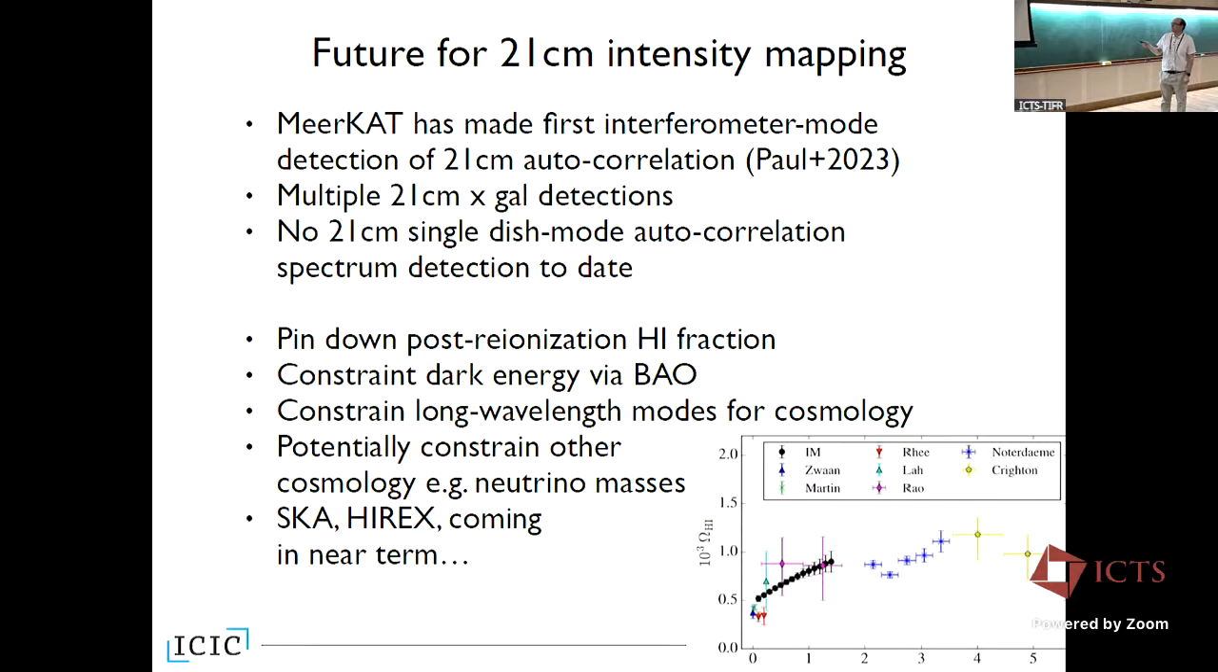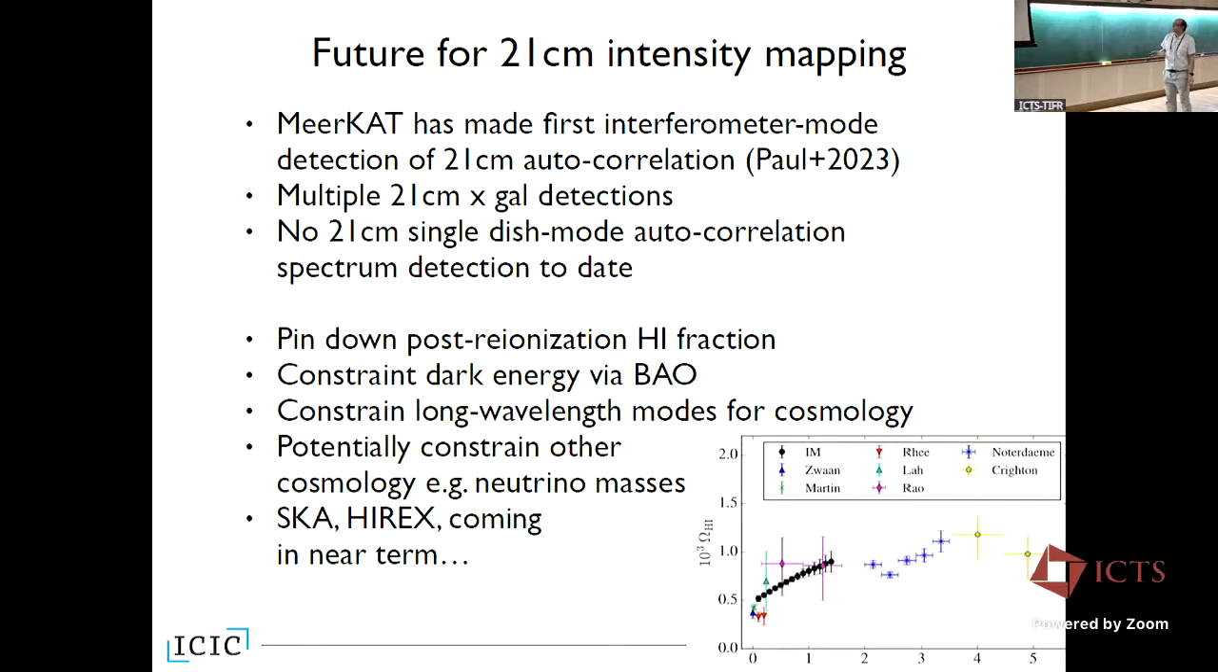And as these experiments get better understood and as there's more sensitivity, some of the science that we'll be able to do are things like pinning down that post-reionization H1 fraction, so getting error bars that look like these little black ones rather than these messy ones, measuring the dark energy by mapping out the baryon acoustic oscillations, and potentially going to very large volumes and looking for the interesting cosmology that you can get there from modifications to gravity or inflation. And maybe eventually being able to do things like constraining neutrino masses. So there's a lot of potential in the future with SKA experiments like HIRAX, which are all coming in the not too distant future.